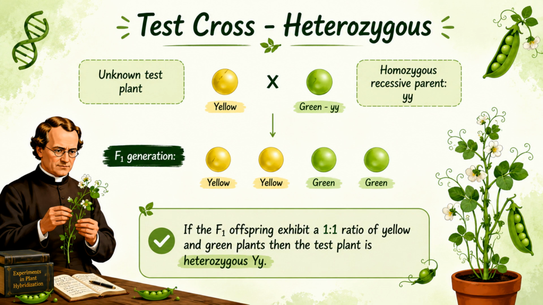So, students, remember this important rule of test cross. If all offspring show the dominant trait, the test plant is homozygous dominant. If the offspring show a 1-to-1 ratio of dominant and recessive traits, the test plant is heterozygous. In this example, yellow times green, yy, equals 1 yellow to 1 green. Therefore, the unknown test plant is heterozygous, capital Y and small y. Check. This is how a test cross helps us reveal the hidden recessive factor present inside a dominant-looking individual.